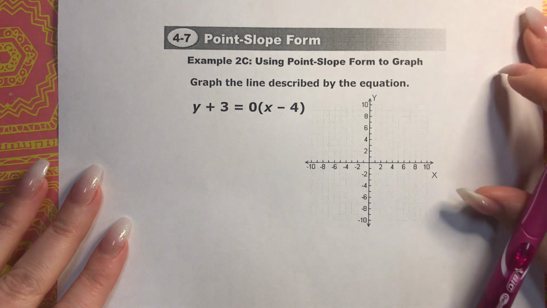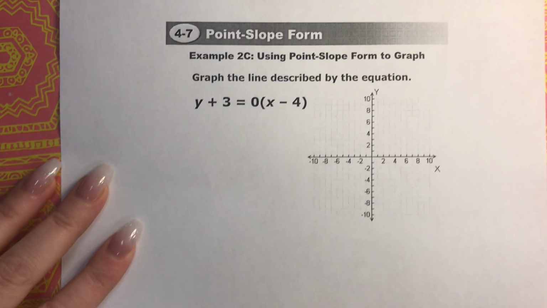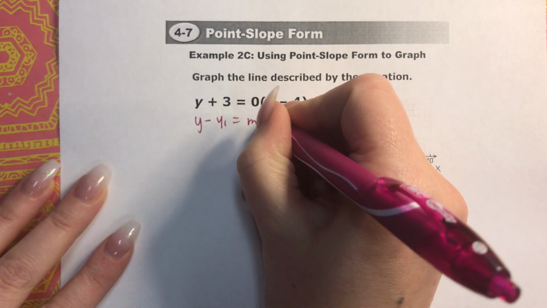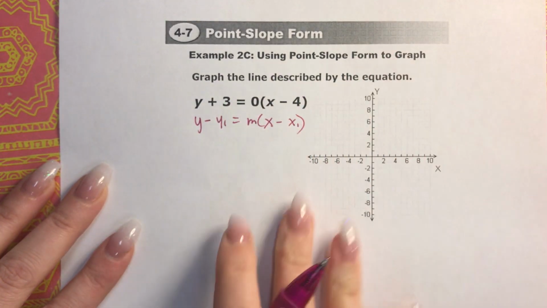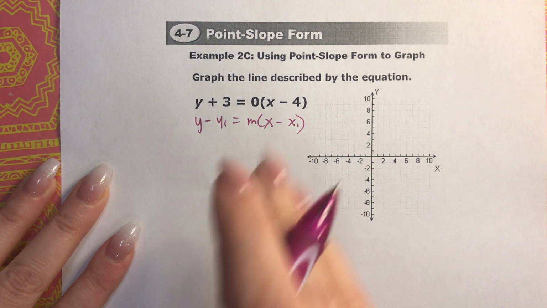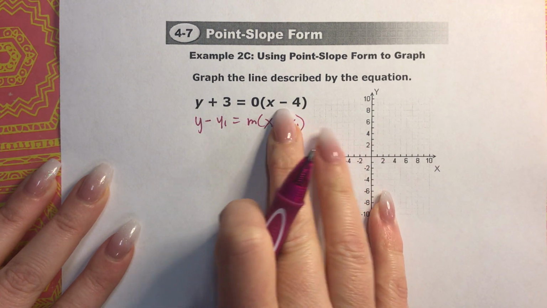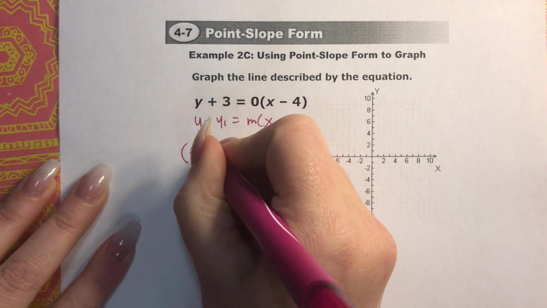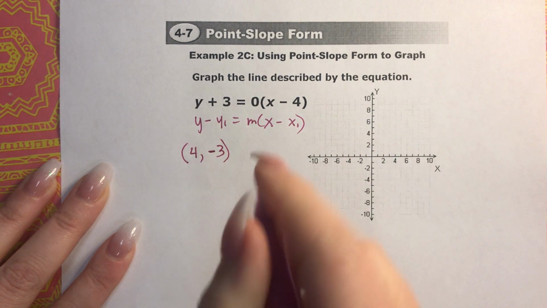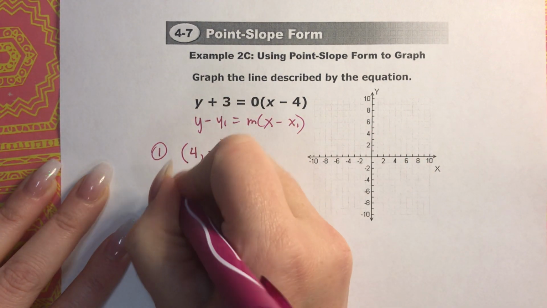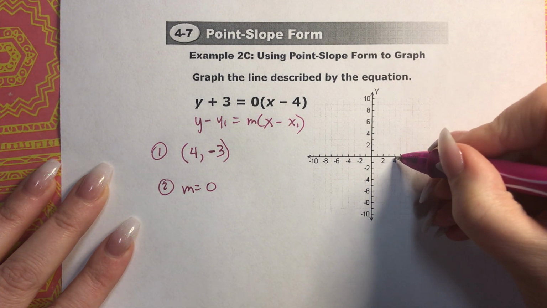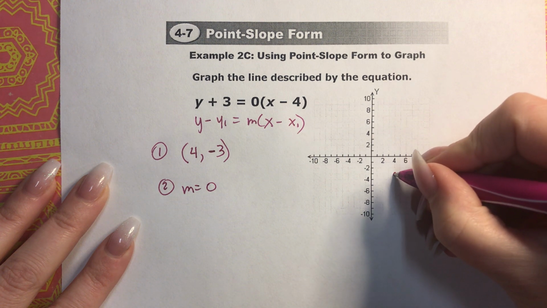Okay, so this is in point-slope form as well, right? We have y minus y1 equals m multiplied by the quantity x minus x1. Okay, so our point is going to be x1, y1, so it's going to be opposite. This is negative 4, so our point's going to be 4, and then the opposite of positive 3 is going to be negative 3. That's our point. And then our slope is actually equal to 0. So let's go ahead and graph that point first. 4, negative 3, so here's 4, negative 3, right here.